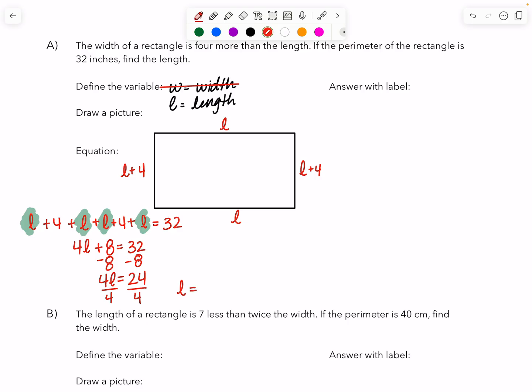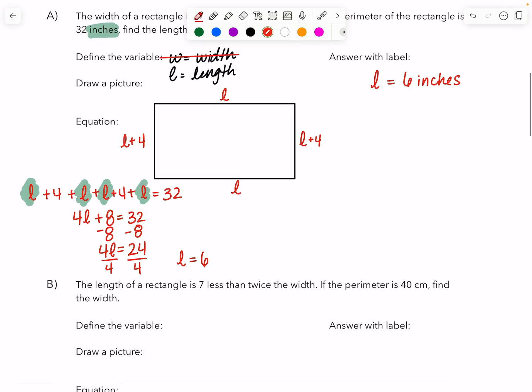So L equals 6. Okay, and then right here I want an answer with a label. Right here told me it was inches. Okay, so L equals 6 inches.